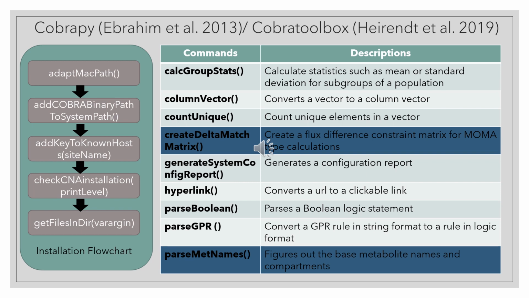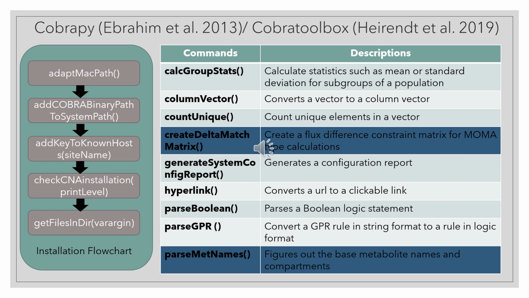COBRApy is a package for constraint-based modeling of biological networks written in Python that provides a simple interface to metabolic constraint-based reconstruction and analysis. The package includes simple object-oriented interfaces for model construction and implements commonly used COBRA methods such as flux balance analysis, which is very important for GEM analysis, flux variability analysis, and gene deletion analysis.